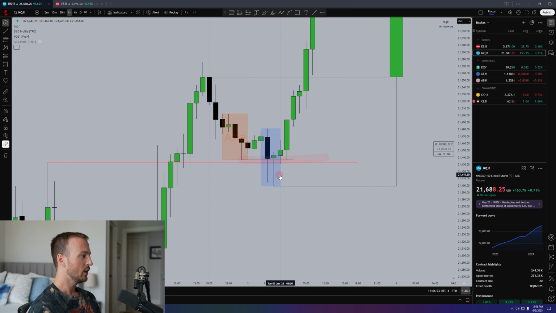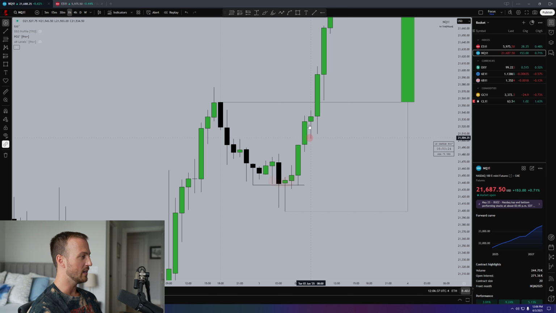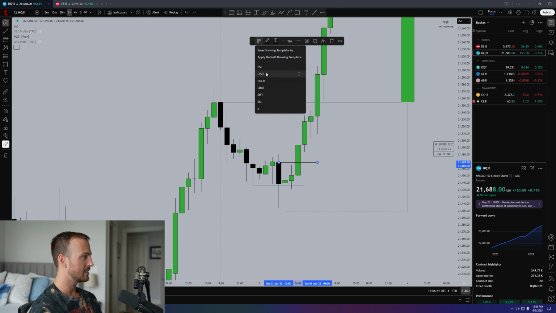And so you can see by the way the bodies are closing, right? By the way the bodies close below this low right here, they're back inside the range. So the wicks are doing the damage, but the bodies are telling the story, right? And so when I saw this and I saw that we had closed back above this down close candle, right?